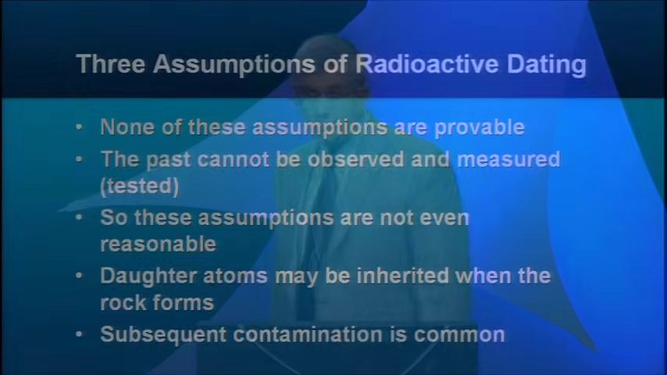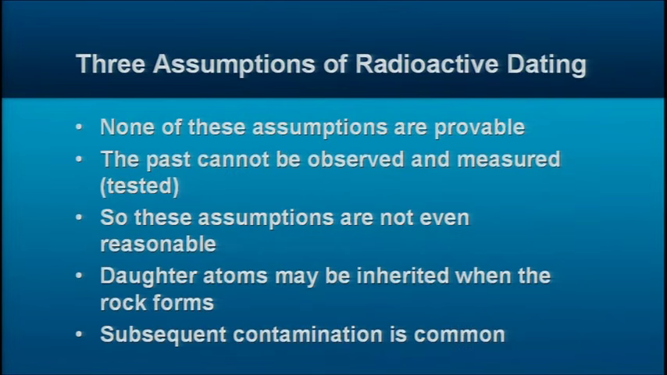So none of these assumptions are actually provable because you weren't there to test the rocks in the past. The past is gone. We can't observe and measure the past or test it. So these assumptions are not even reasonable. In everyday experience, they're not even reasonable. The daughter atoms may be inherited when the rock forms. For example, in volcanic gases, you can get extra argon.